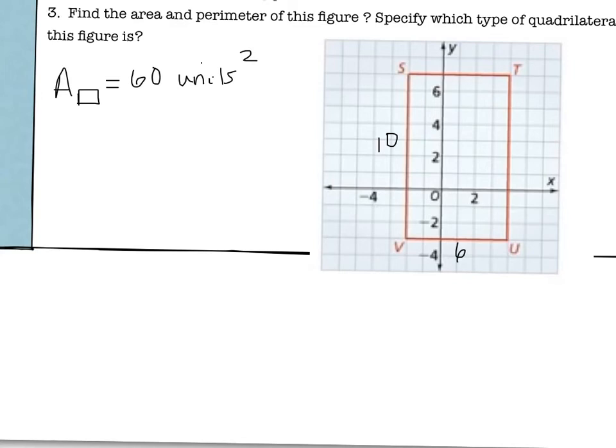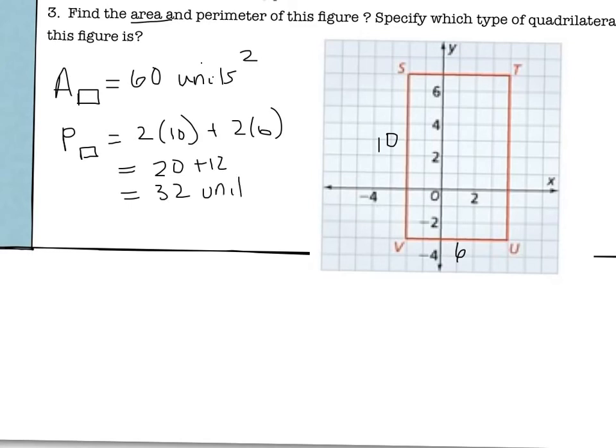Okay, so now let's actually figure out what the perimeter is. And again, it's going to be a simple thing to do because the perimeter of this figure is going to be simply 2 times the length and 2 times the width. So that's 2 times 10 plus 2 times 6, which you should easily get to be 20 plus 12, which is going to be 32, just units because it's perimeter.